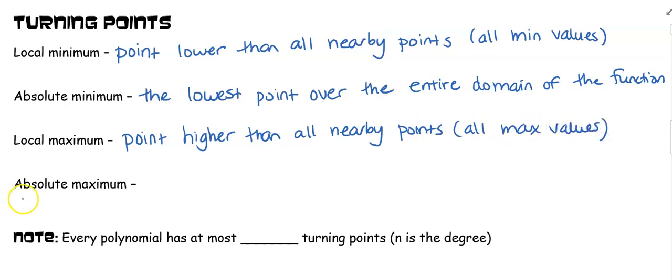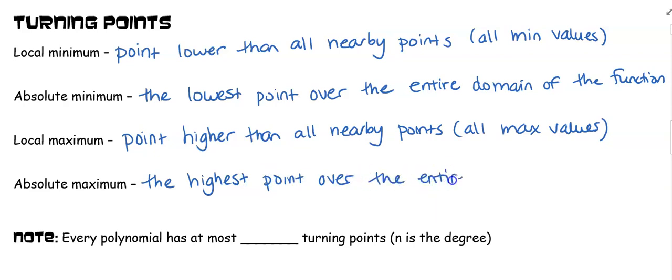And then sometimes we have an absolute maximum. And this is the highest point over the entire domain of the function. So local min and local max is what we've looked at so far. We're introducing the fact of the absolute. We've had graphs with absolutes, we just haven't talked about them.